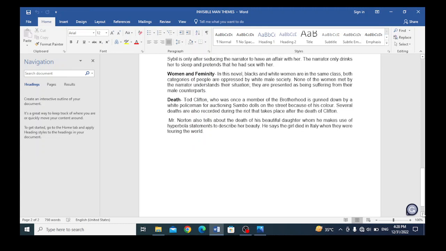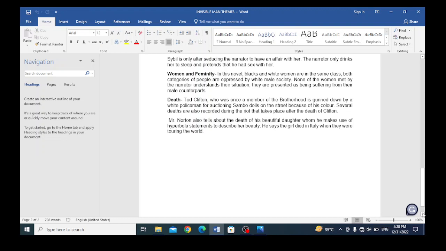We also have the theme of women and femininity. In this novel, blacks and white women are in the same class. Both categories of people are oppressed by white male society. None of the women met by the narrator understands their situation. They are presented as suffering from their male counterparts.